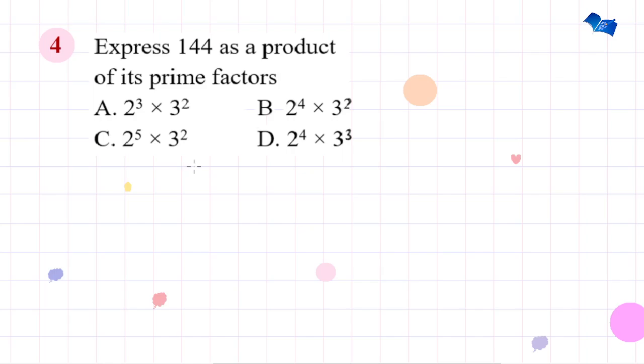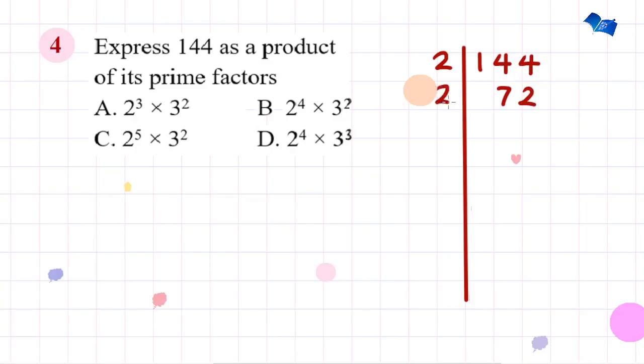Express 144 as a product of its prime factors. So what we are going to do is to keep dividing by the prime factors of 144. Let's start with 2. 2 into 14 is 7. No remainder. 2 into 4 is 2. 2 can still go. 2 into 7 is 3. Remainder 1. 2 into 12 is 6. 2 can still go. 2 into 3 is 1. Remainder 1. 2 into 16 is 8. 2 can still go. 2 into 18 is 9. Can 2 still go? No.